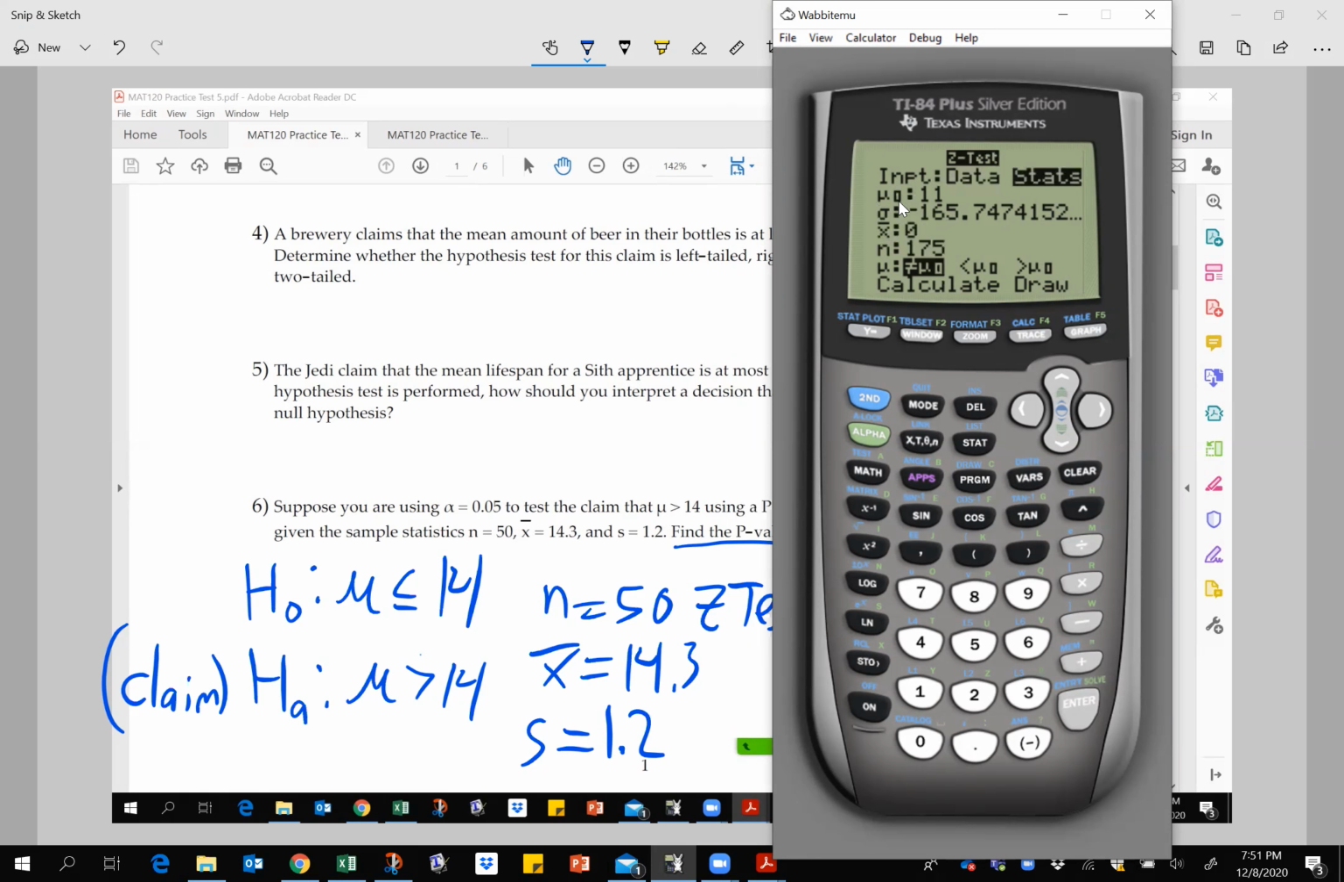The mu sub 0, remember that's the same value that's used in your hypotheses. In this case, it's the number 14. The standard deviation is the one that was stated. That's the 1.2. Our sample mean was 14.3.